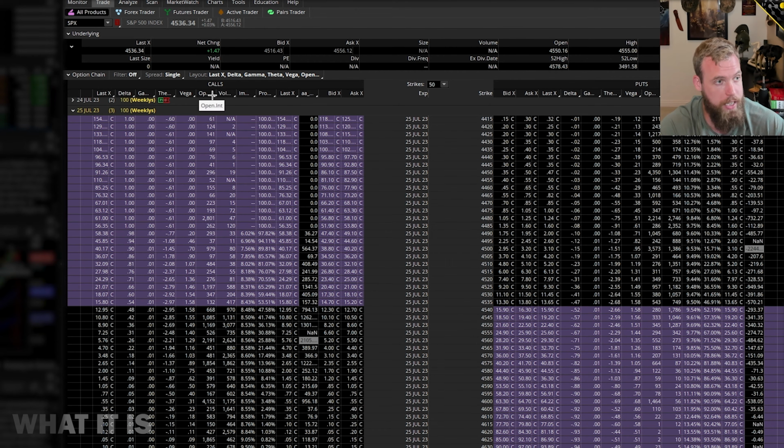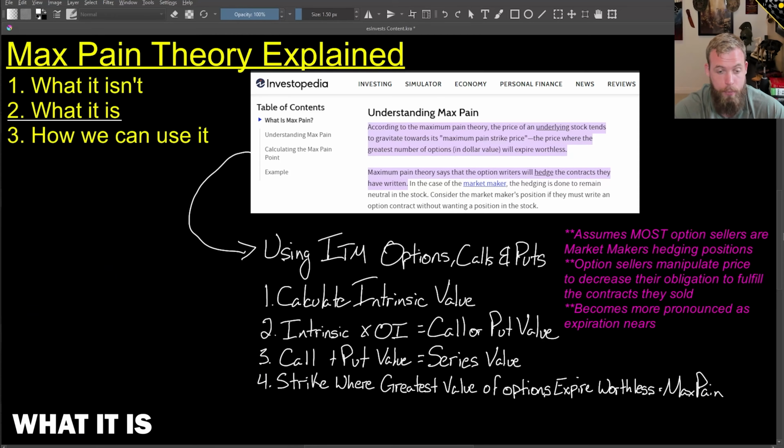So there's two things we have to look at. One is the open interest, which is this column. And then we have to look at the intrinsic value, because essentially that would be the value if it expired in the money. So you do that for all of the options. Again, there's a simple way to do it. Don't worry. I'm just explaining how it's actually calculated.